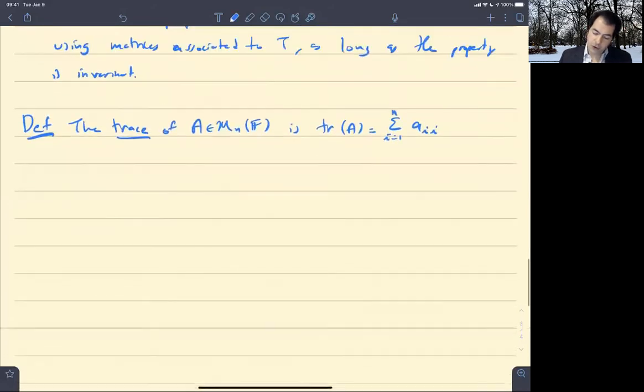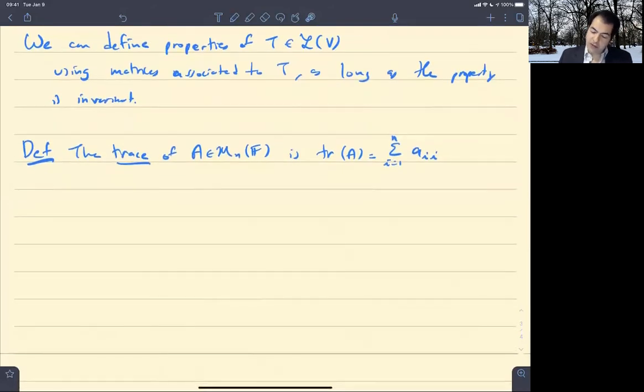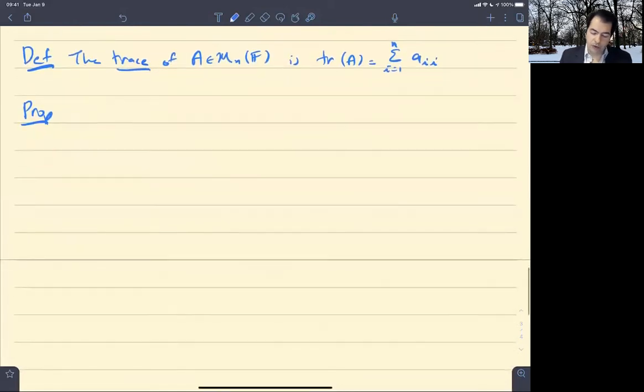Okay, so what we're going to show is that this trace is an invariant of A, and hence it's a property of linear maps. To do that, we're actually going to show something a little stronger than we need, but this is a very cool property of the trace.